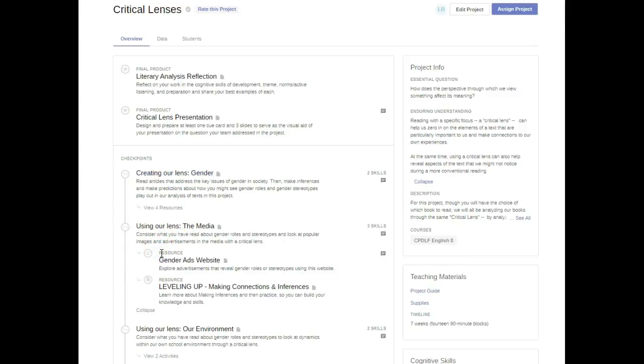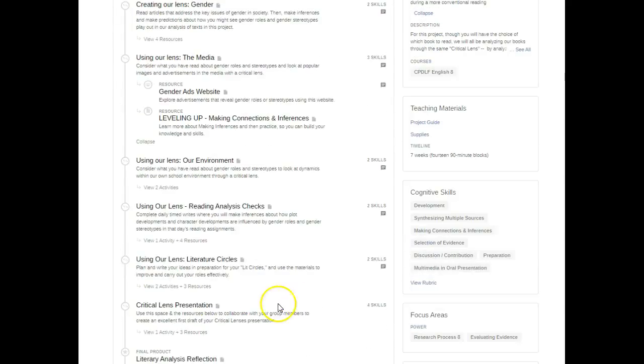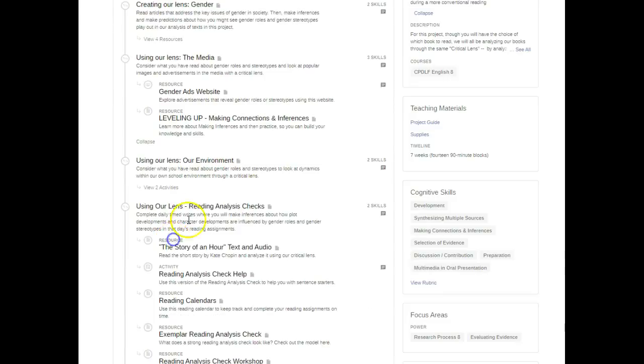Then you're going to research through the lens of the media. There are some resources here. There's a gender ad and making connections and inferences. Then using your lens for the environment. The reading analysis is where that story is. What you're going to be reading is the story of an hour. There's a text and an audio.